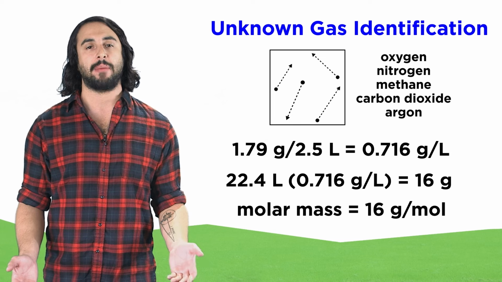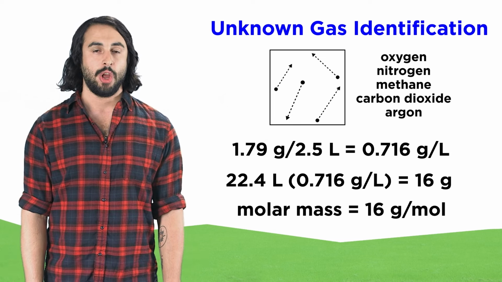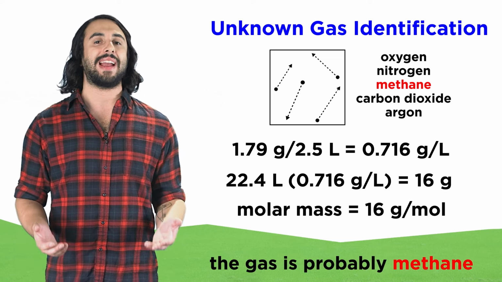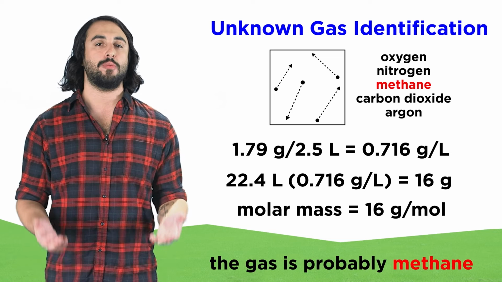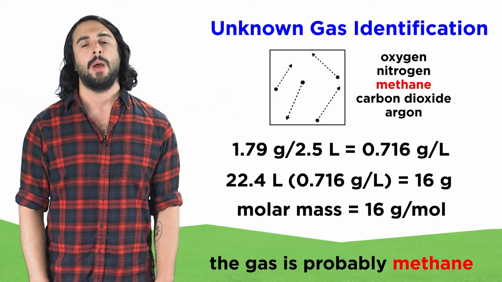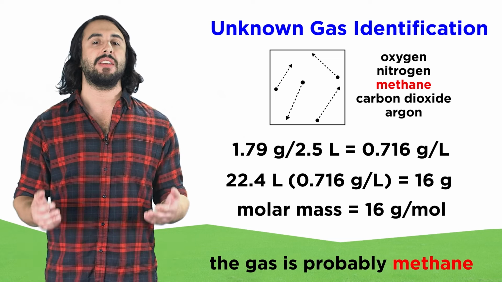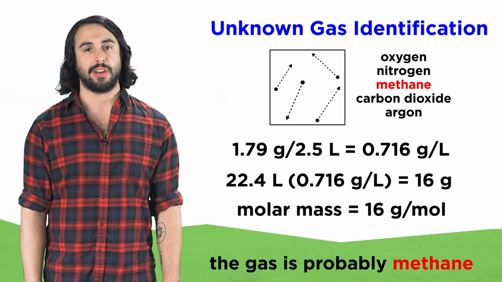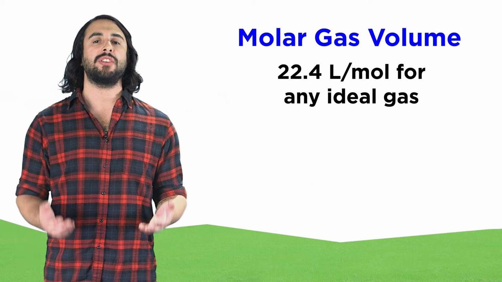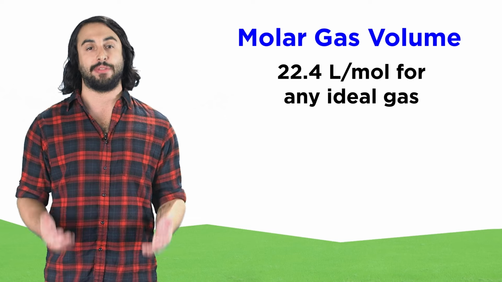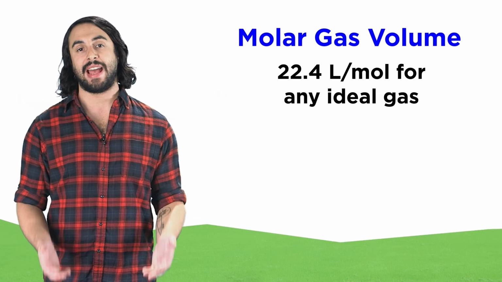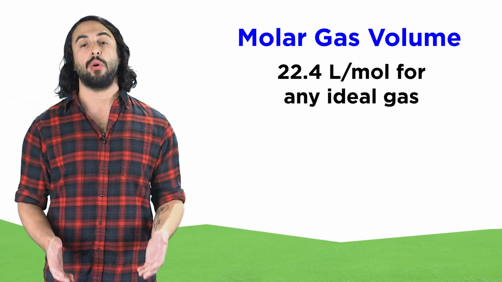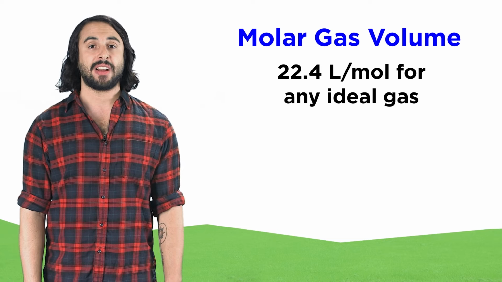If we think about some common gases, like these ones listed here, we may find that methane is the only one that matches. It would be a good idea to do further experiments to be sure of this identification. But without a doubt, calculating the molar mass of a substance dramatically narrows down the possibilities. So, beyond all of the laws and equations we have learned that pertain to ideal gases, we can add one more bit of information, and that's the molar gas volume. Let's check comprehension.